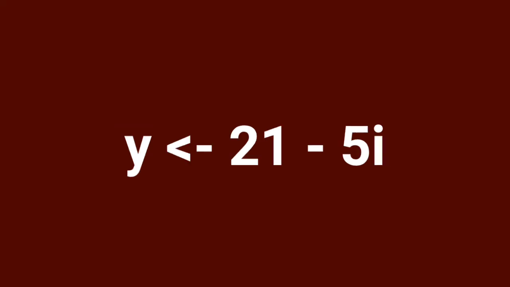The next data type is complex. It is used to specify purely imaginary values in R programming. Generally, the suffix small i is used to specify the imaginary part. Say for example, there is a variable called y and 21 minus 5i is stored in it. That means 5i is the imaginary part of the variable.